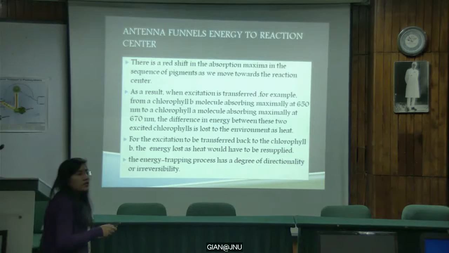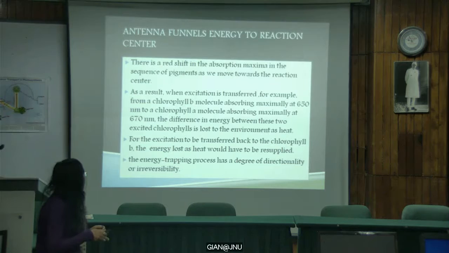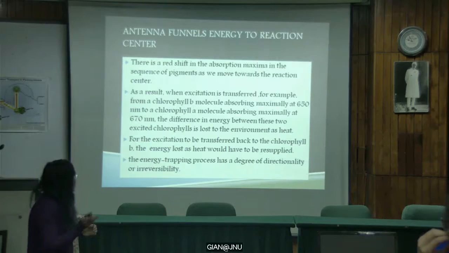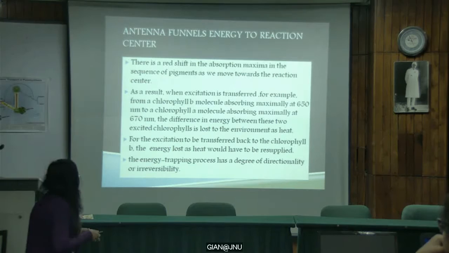As a result of this arrangement, when excitation is transferred, for example, from a chlorophyll B molecule, which has an absorption maximum of 650 nanometers, to a chlorophyll A molecule, having an absorption maximum at 670 nanometers, the difference in energy between these two molecules is lost as heat to the environment. For the excitation to be transferred back to chlorophyll B, that lost heat has to be resupplied. But since the thermal energy is insufficient, the probability of reverse transfer is small. This gives a degree of directionality or irreversibility to the process, which makes this entire process of energy transfer more efficient. This is the energy gradient.